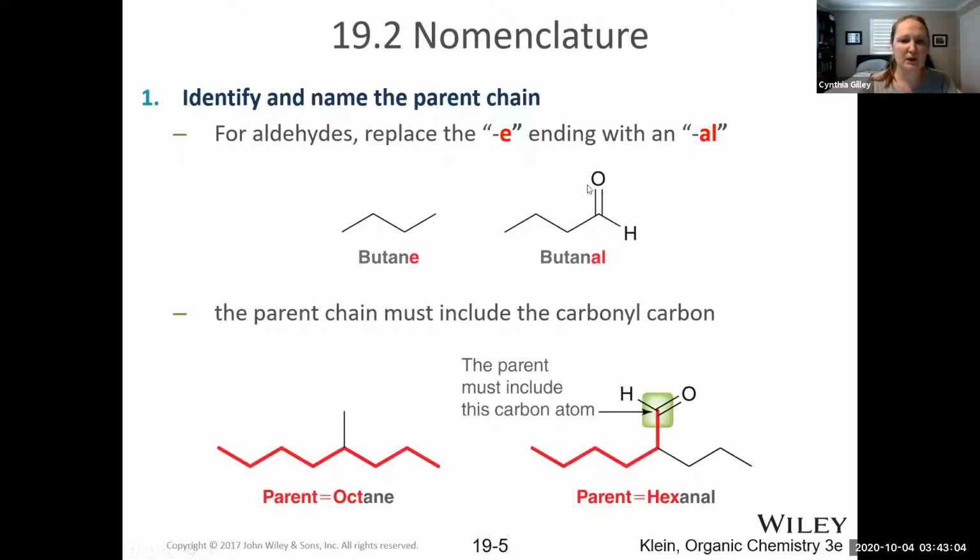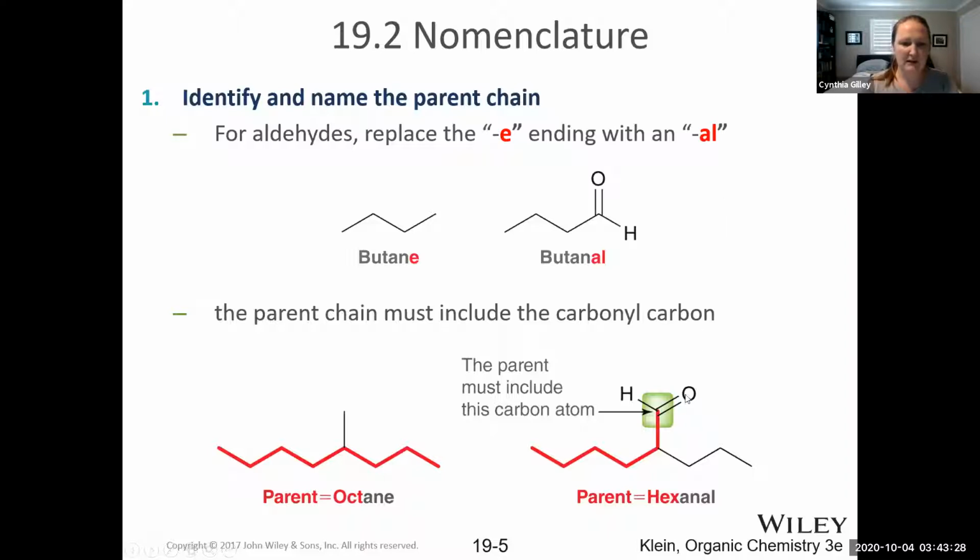So the first thing to note is what is the ending or the suffix of the name. So for example, if you remember a 4-carbon chain, if it was an alkane, it would be called butane. So if instead one of the terminal carbons is an aldehyde, but it still contains 4 total carbons, we would name it butanal. And we get that by dropping the E and adding the AL suffix.